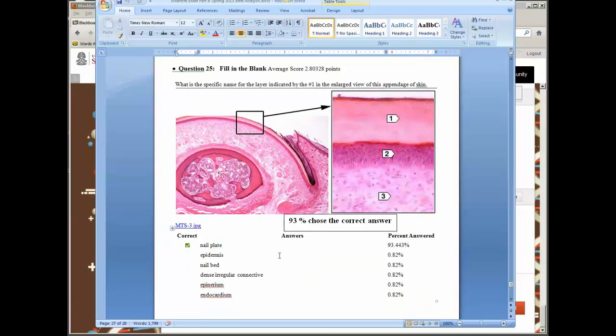And then the last one, fill in the blank, and the answer was a nail plate, and 93% of the class answered that correctly, but some said it was epidermis. Well, not so. This is the nail. Some said it was the nail bed. Nope, that's the next one down. And then dense irregular connective tissue, that would be down here in the dermis. And these, of course, are not anywhere near the correct answers.